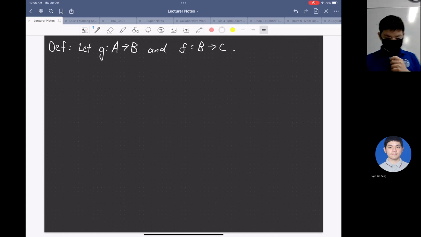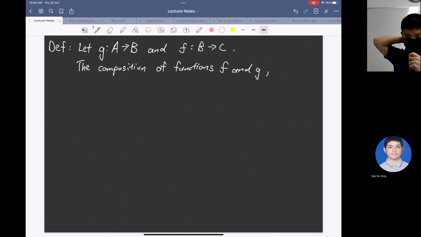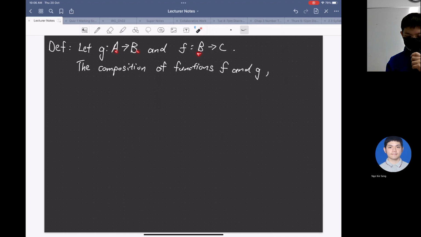What else? Okay. So the composition of functions f and g. There's no ambiguity here. There's only one way you can do it: you go from A to B and then B to C. So we will define fg.